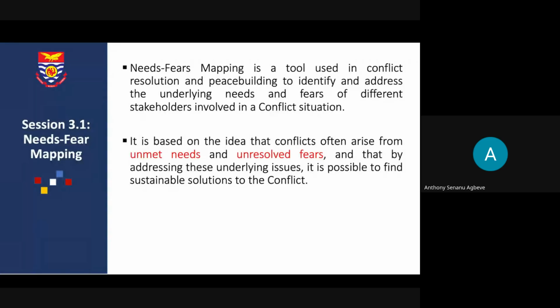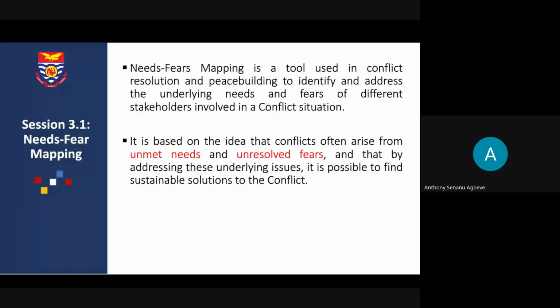So the needs fear mapping is largely deployed in situations like this to be able to map the needs and the fears of the actors or the stakeholders who are involved in this conflict, so that we'll be able to address the underlying issues. Because once people have unresolved fears or unresolved issues, and the issues have not been resolved for so many years, the tendency that it can bring about the conflict again is high.